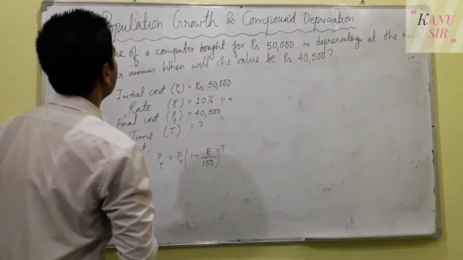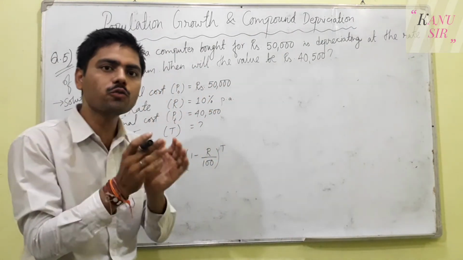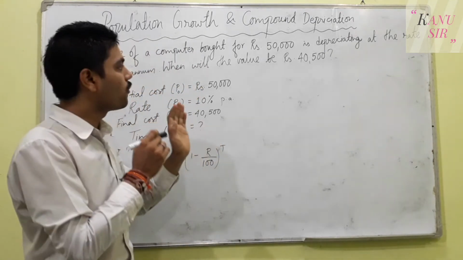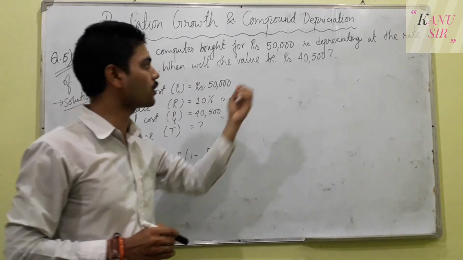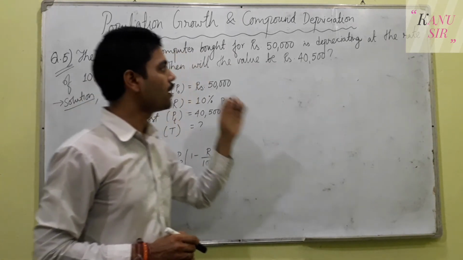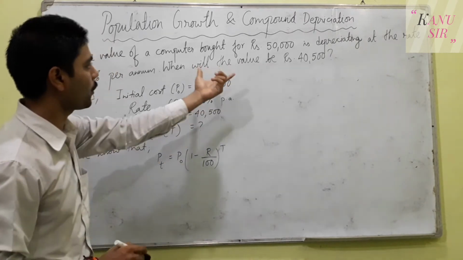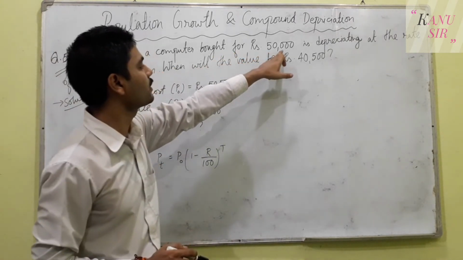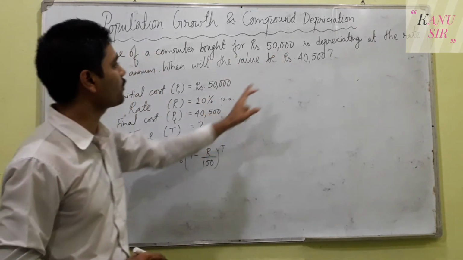Question number 6. Here in question number 6, I have selected this question to explain to you how to find the time duration, because in the rest of all the questions we have found either the final cost or the initial cost or the rate of depreciation, but now here we will find the time duration. As per the question, the initial cost of a computer is given, that is 50,000, and the final cost of a computer is given 40,500.